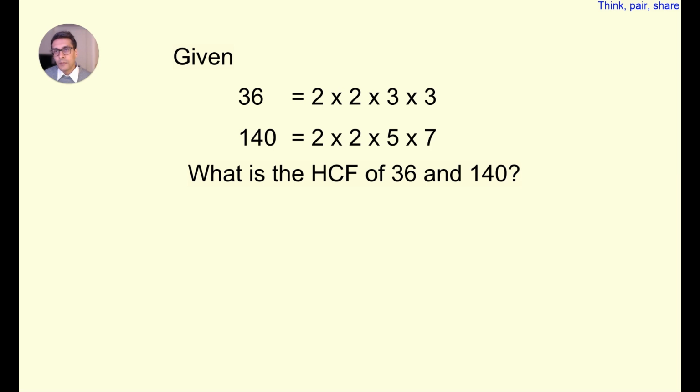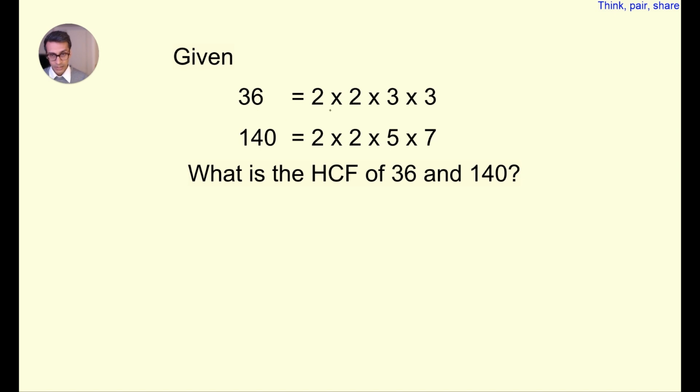Okay, let's do some problem solving questions. Let's get started. This video is going to focus on highest common factor, lowest common multiple problem solving. So here's the first question. 36 is given as a product of primes here, and 140 is given as a product of primes here. What's the highest common factor of 36 and 140?